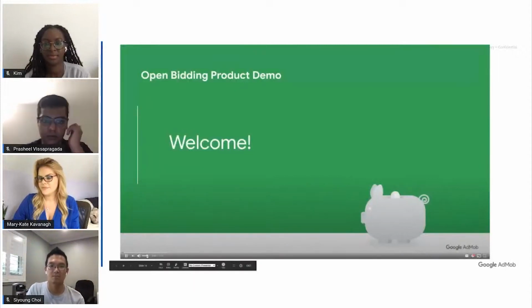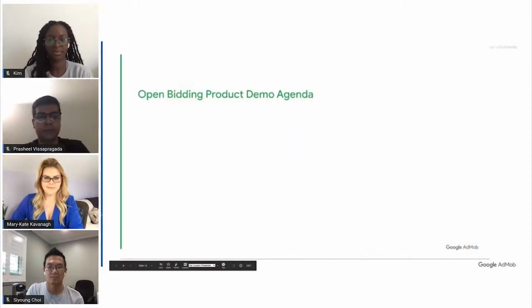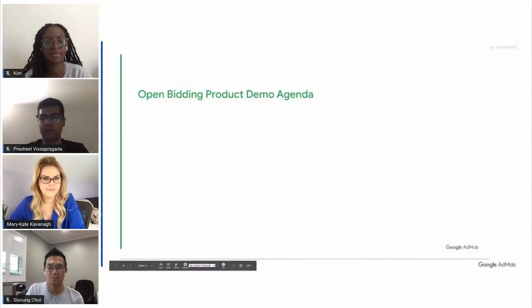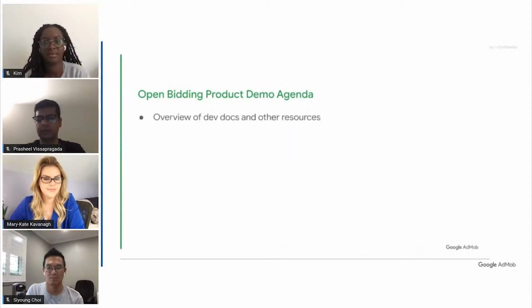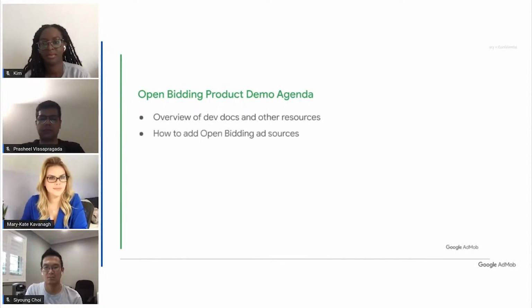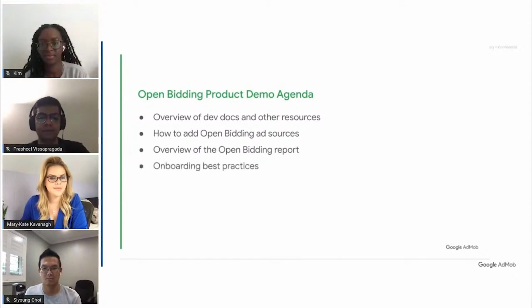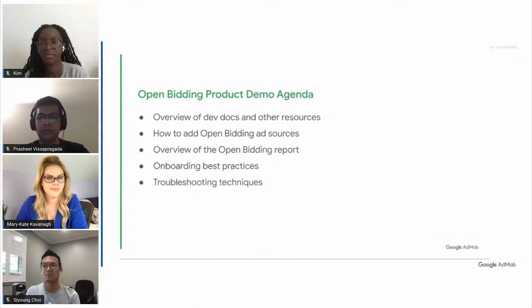Hi, welcome everyone, and thank you for joining us on our open bidding webinar. In this open bidding product demo, we will cover the following topics. I'll give a brief walkthrough over developer documents and other resources you will receive upon access to open bidding. I'll also go over how to add an open bidding ad source in the AdMob front end. Then I'll give an overview of the open bidding report. And throughout the demo, I'll also share best practices and address the common pain points that we've heard from some of our partners. Lastly, we'll show you some techniques to help you troubleshoot in case you run into any issues during the setup. Now, let's dive in.